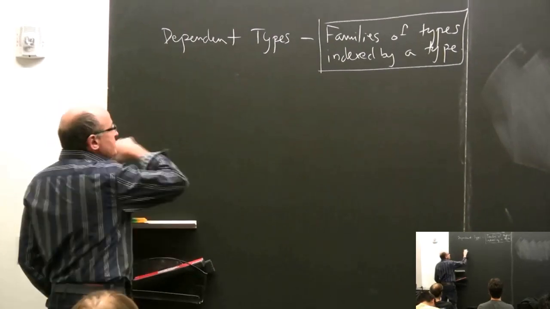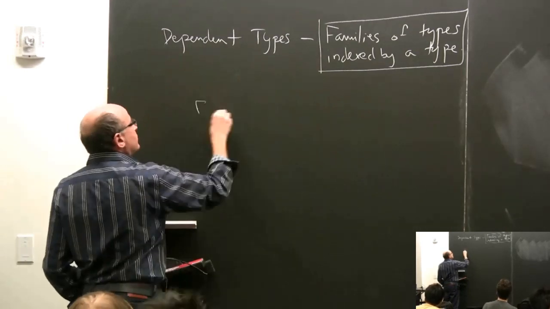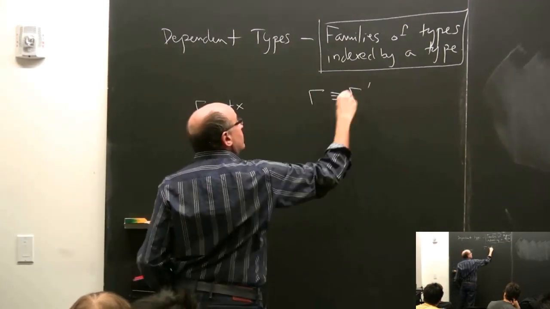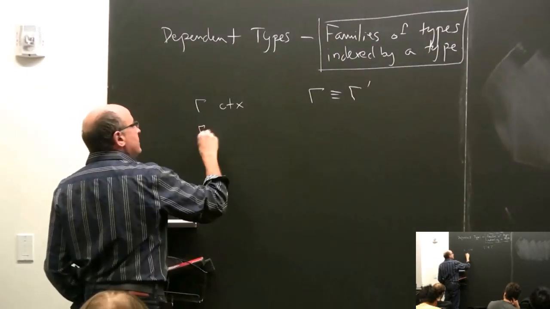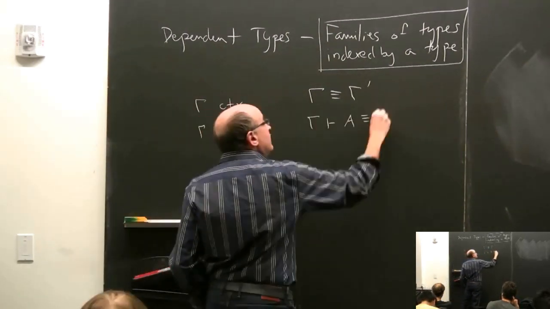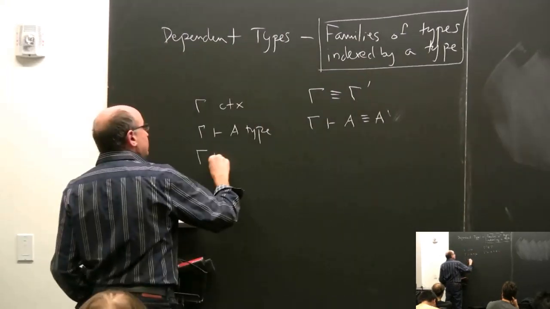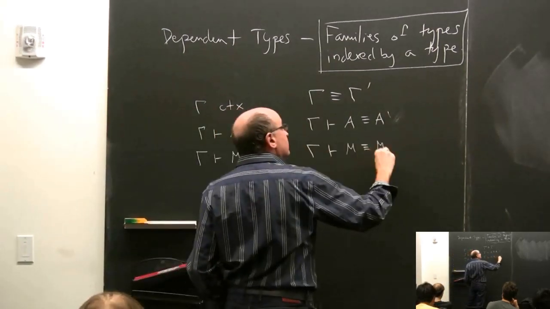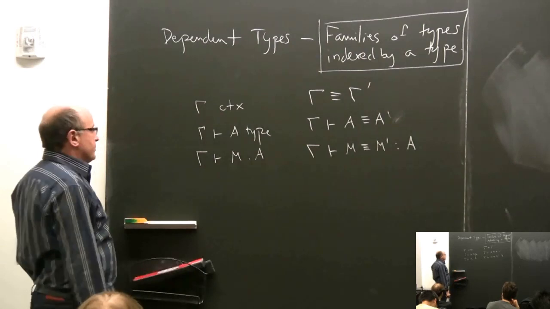So I first had to explain the judgmental apparatus. There's a simultaneous definition of a bunch of things, which would include definitional equivalences as well as these judgments. This says that gamma is a context. This says that A is a type. This would say that these are definitionally equivalent types. And we have M is of type A, and M is definitionally equivalent to M prime at type A. Those are the basic judgment forms, the basic setup.